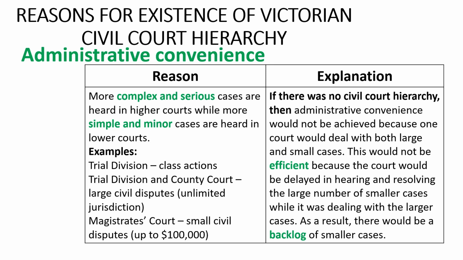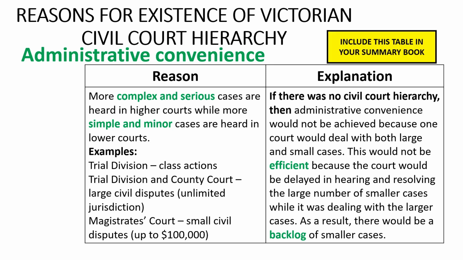The table on this slide and the next slide describes and explains administrative convenience and appeals as reasons for having a Victorian civil court hierarchy. Please copy this table into your summary books and supplement this table with any additional information that you think will help you remember and explain the reasons for a Victorian civil court hierarchy.